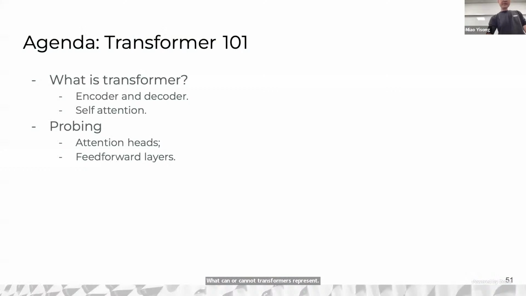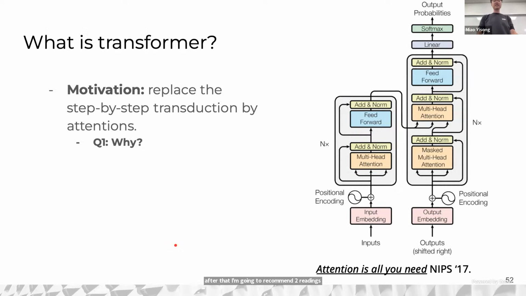Okay. So this is the agenda for Transformer 101. First, I'm going to have a detailed walkthrough of the transformer architecture. There are 2 components, encoder and decoder. And we're going to have a very specific example about self-attention. And after that, I'm going to recommend 2 readings about attention and feed-forward layers.